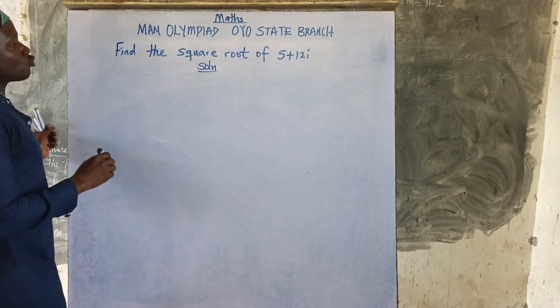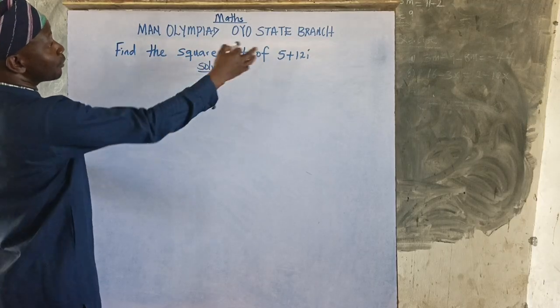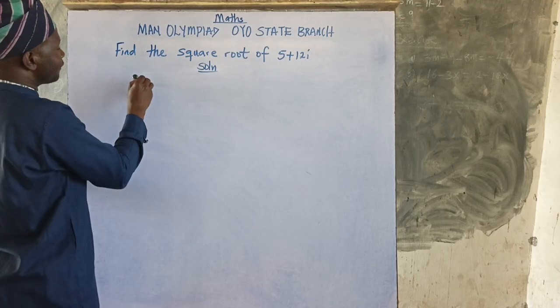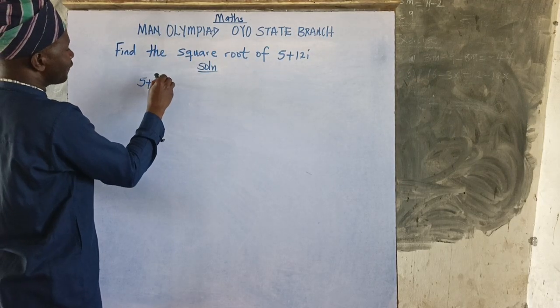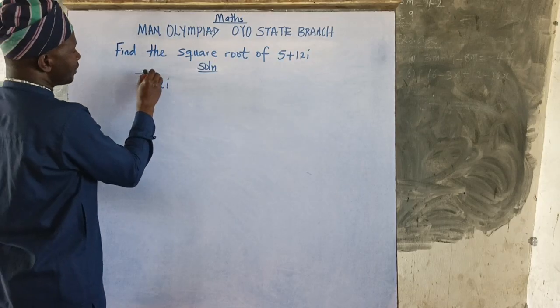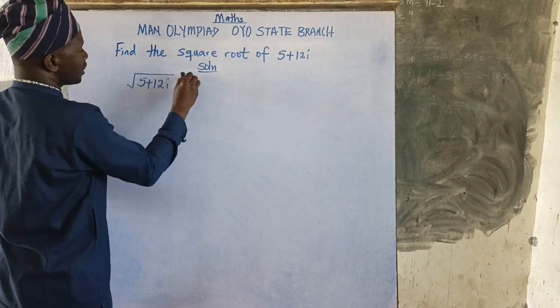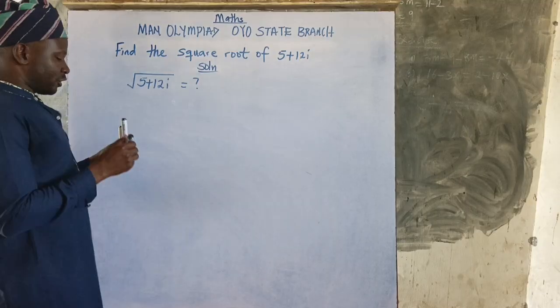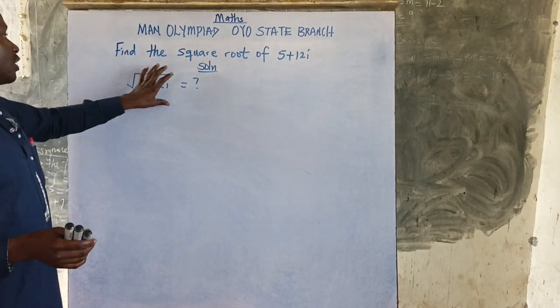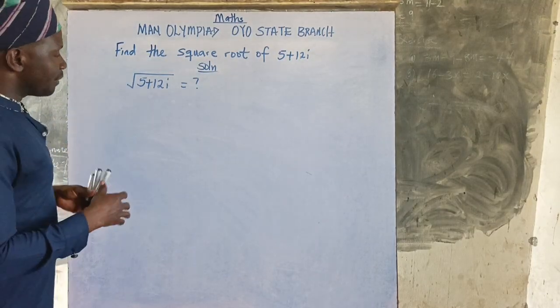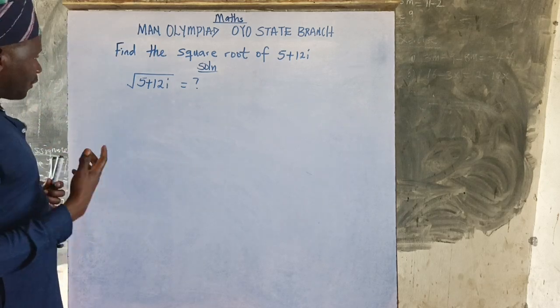Then we have 5 plus 12i. So we want to evaluate the square root of this. We can apply the Murphy theorem in solving this question, and we can also apply the knowledge of surds in solving it. In my previous video, I've made a video on the Murphy theorem.